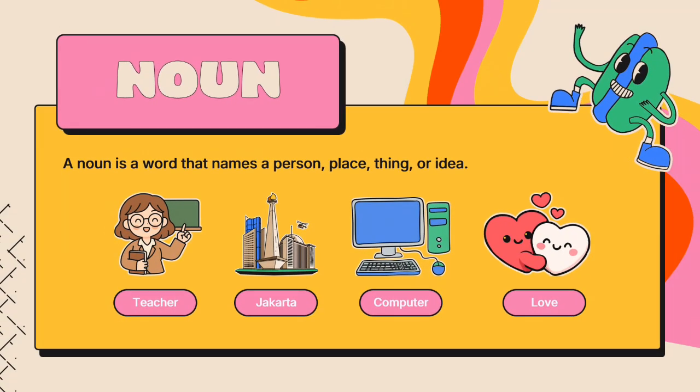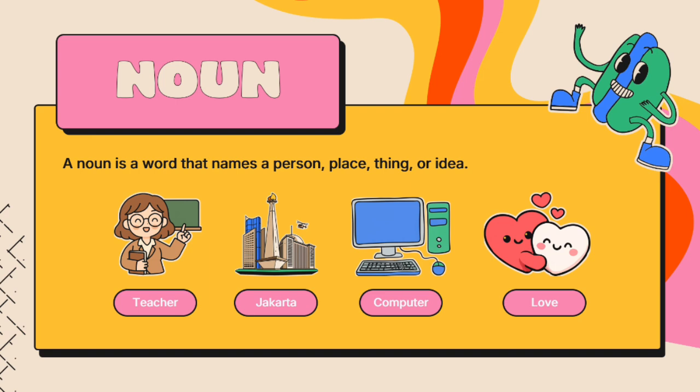First, let's talk about nouns. A noun is a word that names a person, place, thing, or idea. To make it easier to understand, let's look at these examples. The first example is teacher. Teacher is a noun because it names a person. The second example is Jakarta. Jakarta is a noun because it names a place.